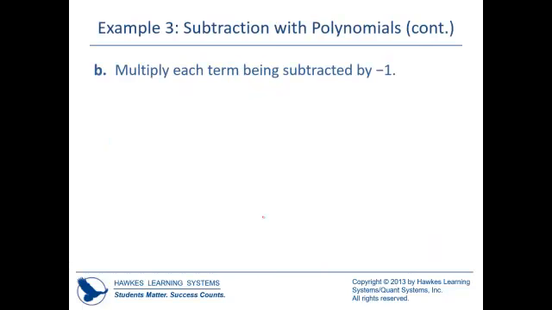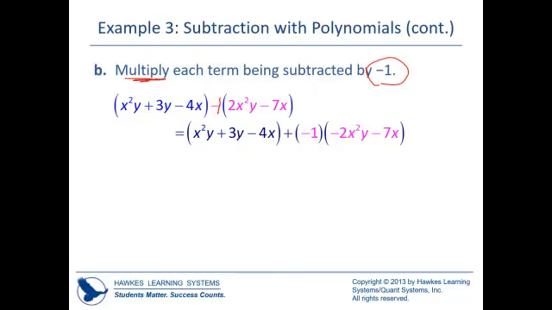Now, the next thing you can do is just multiply each term being subtracted by a negative 1. So here's our problem, and we're taking this second set of terms in parentheses and subtracting it from the first. Now remember, right here I have a negative. That's the same thing as a negative 1 times everything in parentheses. And so what I can do is distribute the negative 1 across the parentheses. And that's what they do here.